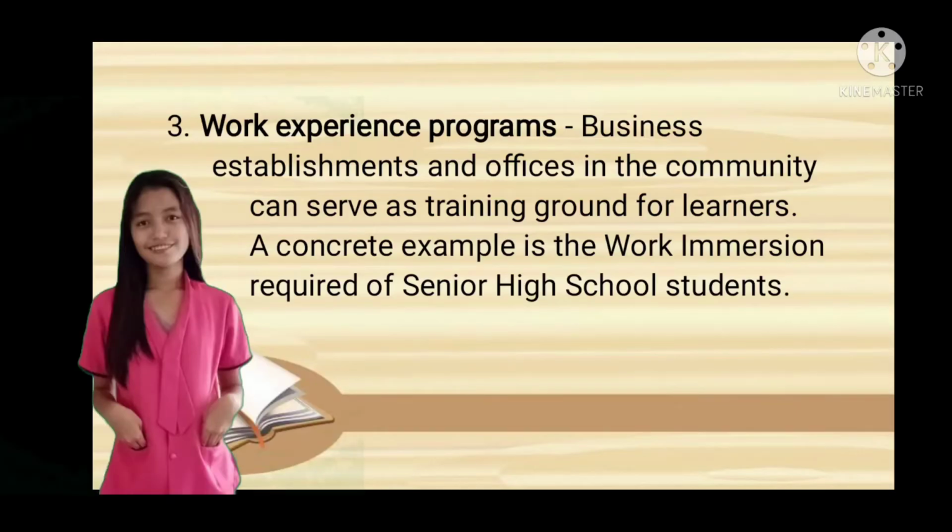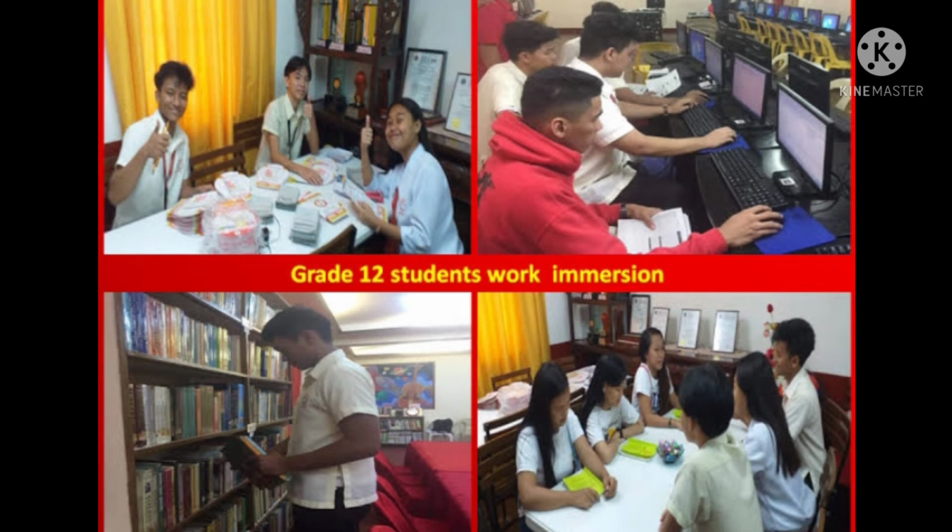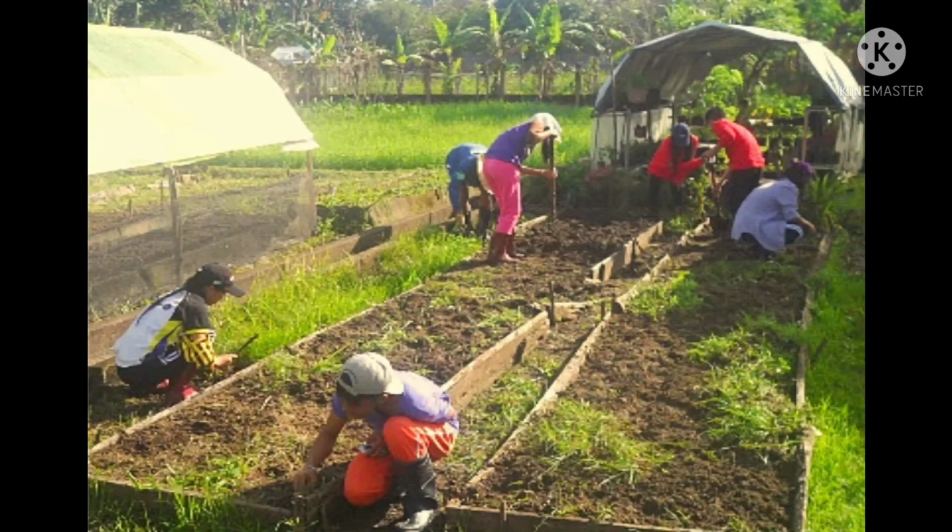The third one is work experience programs. These programs are business establishments and offices in the community that can serve as training ground for the learners. A concrete example is the work immersion required of senior high school students. In this work immersion, students are given the opportunity to work in relevant establishments or offices in the community to help develop in them the competencies, work ethics, and values relevant to pursuing further education and or joining the world of work.